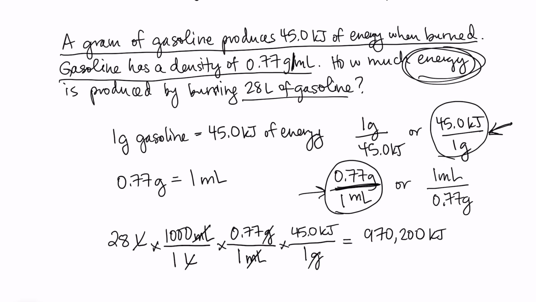Now the question is, how many sig figs should I have? I've got 3 numbers they gave me. This one had 2 sig figs. This one had 2 sig figs. This one had 3 sig figs. And of course I have the definition here of 1,000 milliliters in 1 liter. That one's defined, so it has an infinite number of sig figs. But based on what I've got, my answer should have 2 sig figs. So I'm going to go with 9.7 times 10 to the 5th kilojoules. That allows me to communicate my 2 sig figs that I have in my answer.